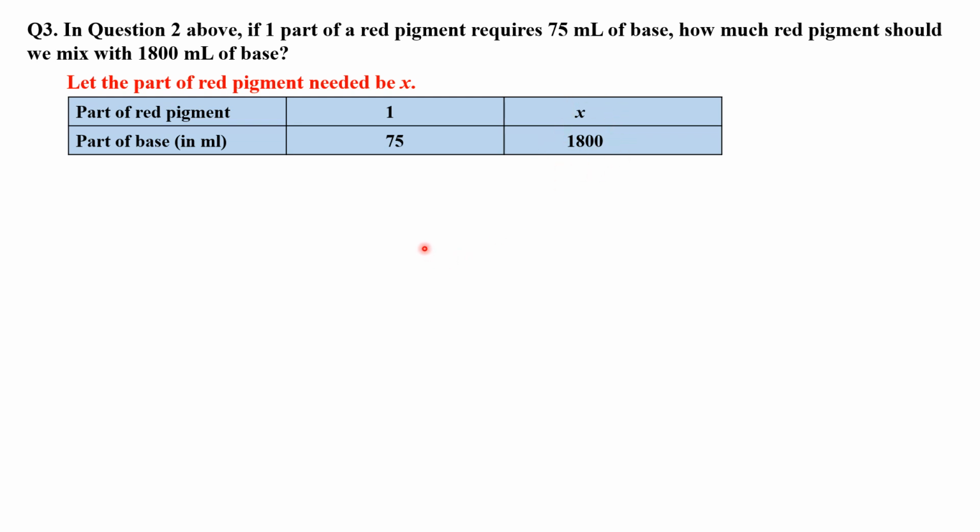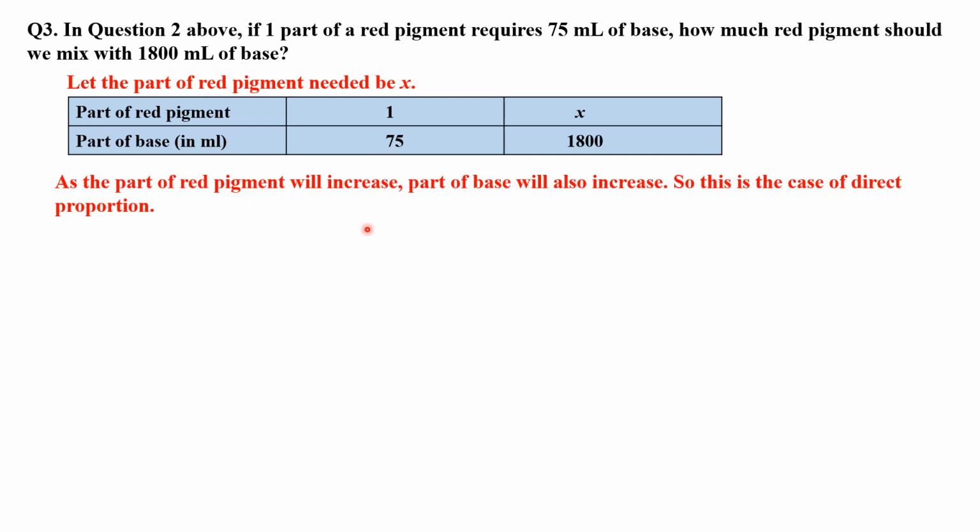So again we know that here the red pigment and the part of the base both are in direct proportion, right? As the part of red pigment will increase, part of base will also increase. And in direct proportion we know that ratio will be constant. So here what I will write, 1 by 75 will be equal to x by 1800. And now I will do the cross multiplication.